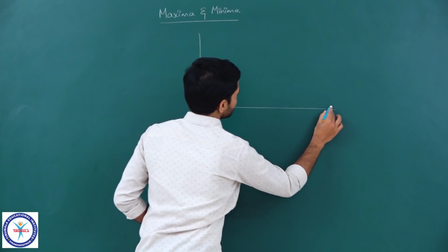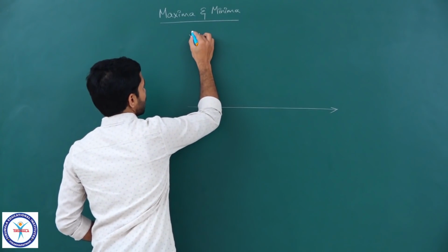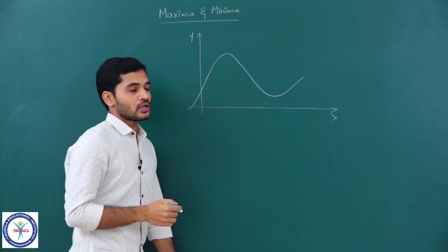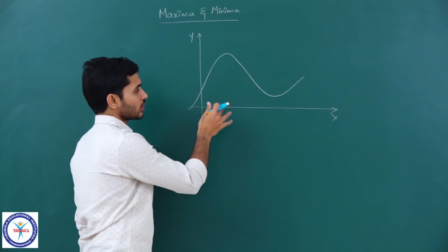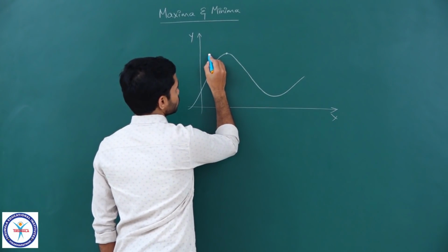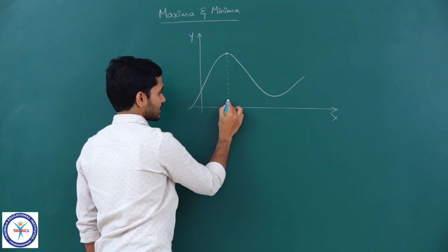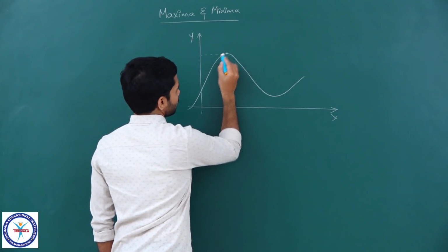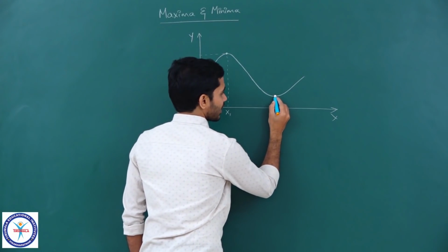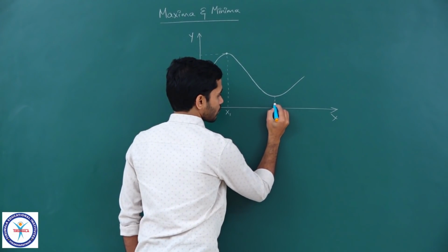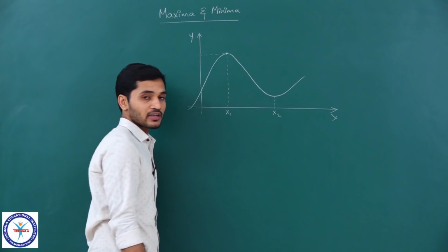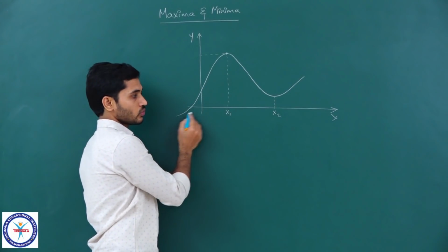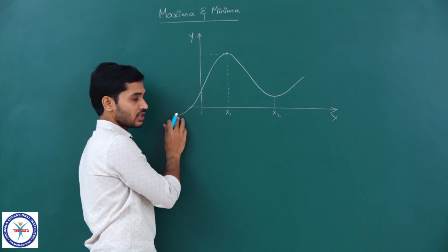Let us take the graph of a function. Let us say this is y, this is x, and the function is like this. Looking at this, this position corresponds to a maximum. This is the value of x, let us call it x1. At this value of x1 I am getting a maximum value, clear? And at this value of x2 I am getting a minimum value. Don't think that the function is still going down. The value of the function is lesser here compared to this.